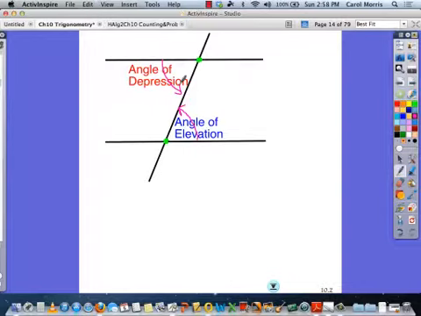And you will use those in your work. An angle of elevation and angle of depression are always equal. So that will be helpful in some of the real world problems that you're going to see in your homework today. So set it up. Think of it, two parallel lines cut by a transversal. Alternate interior angles are equal.